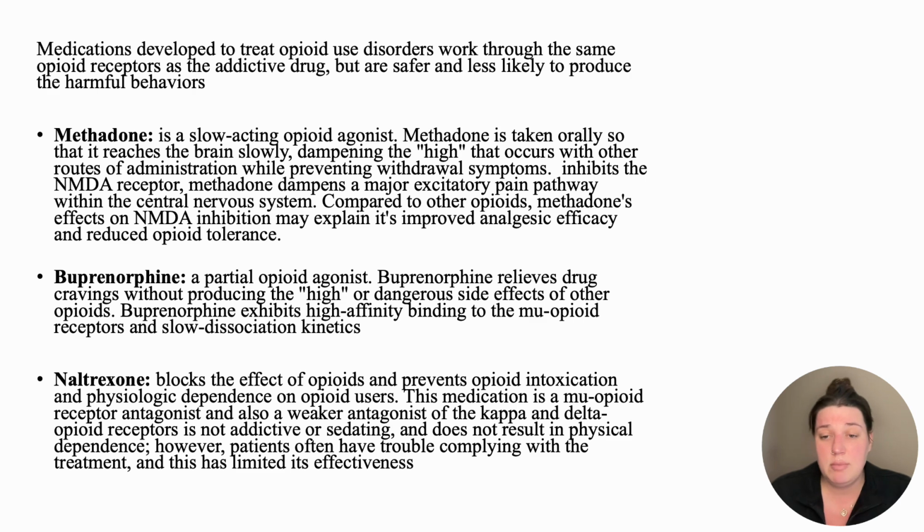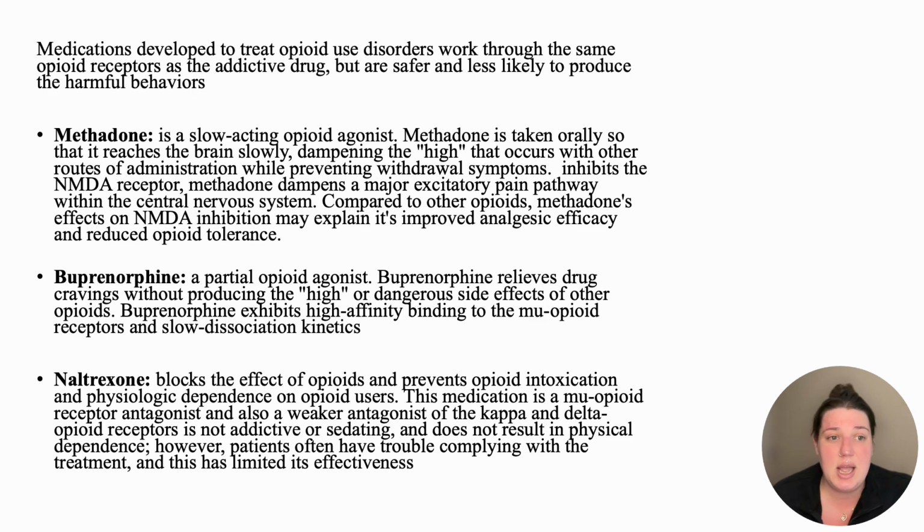However, there are some medications to help people who are trying to get off of heroin. So medications developed to treat opioid use disorders work through the same opioid receptors as the addictive drug, but are safer and less likely to produce the harmful behaviors. So methadone is a slow-acting opioid agonist. Methadone is taken orally so that it reaches the brain slowly, dampening the high that occurs with other routes of administration while preventing withdrawal symptoms.